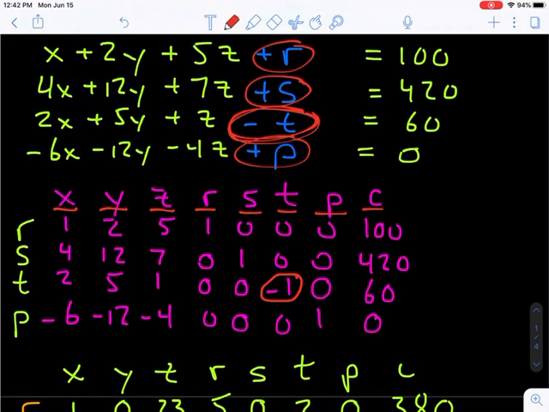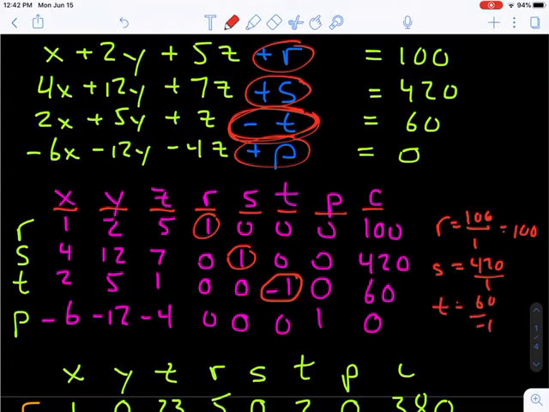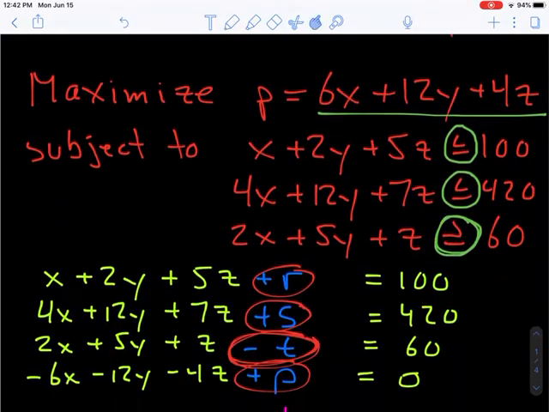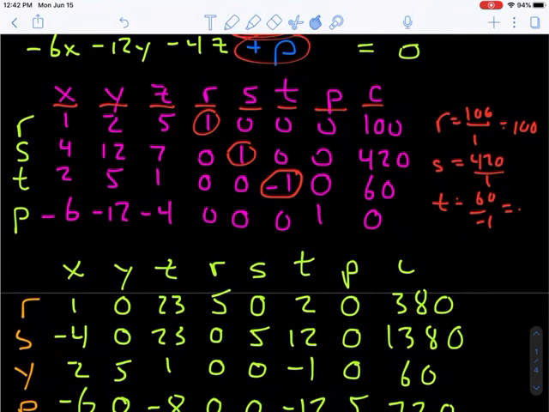And so our active variables are R. R is equal to 100 divided by 1, which is positive 100. S is equal to 420 divided by a positive 1. So that's a positive 420. T, however, is 60 divided by a negative 1, which is negative 60. So we have a negative active variable, and then p is positive, 0.